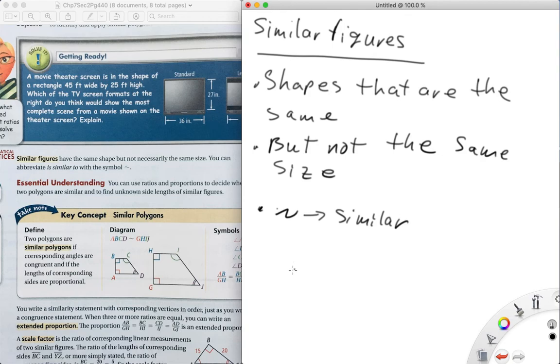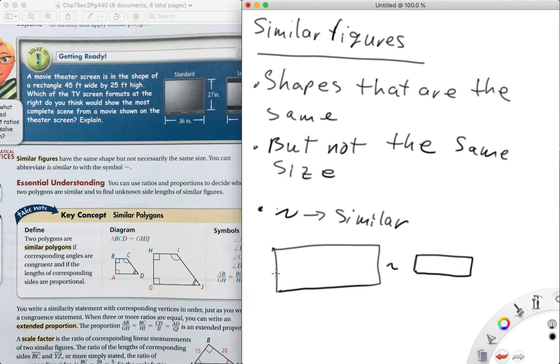For example, I can have a big rectangle. I can have a small rectangle. They're both rectangles, but they're not congruent. But they're similar because they're the same shape. However, they're not the same size. So these guys are similar.